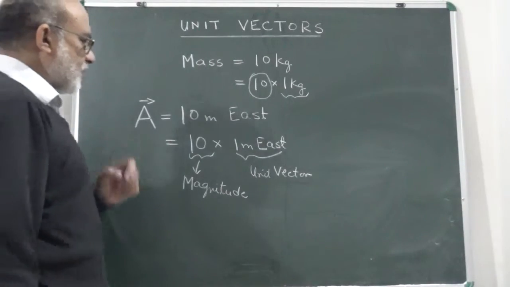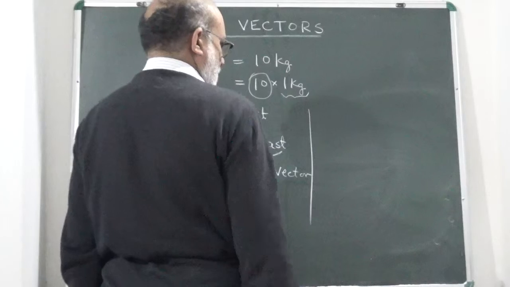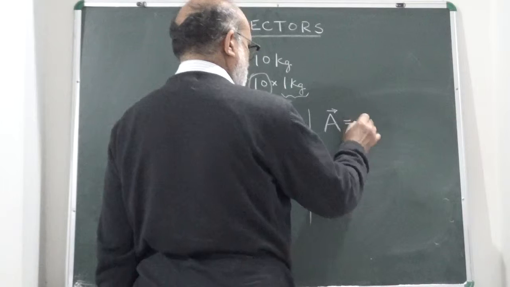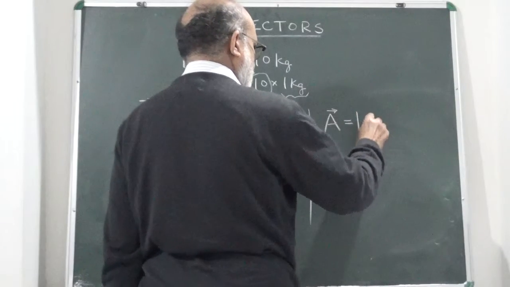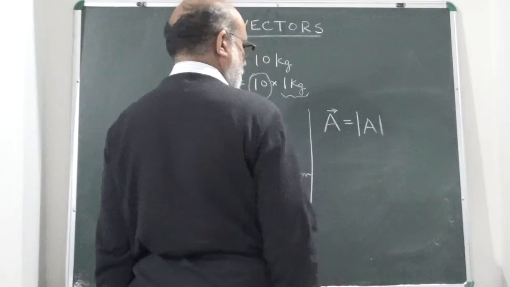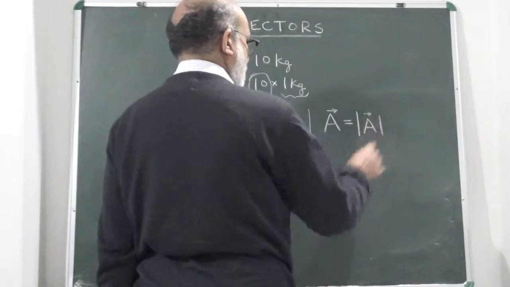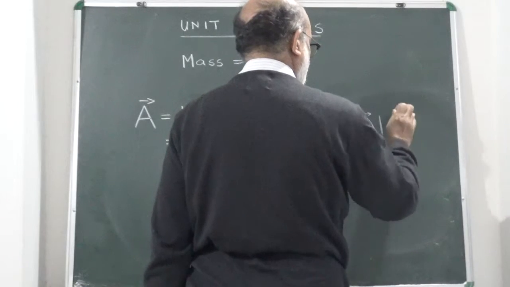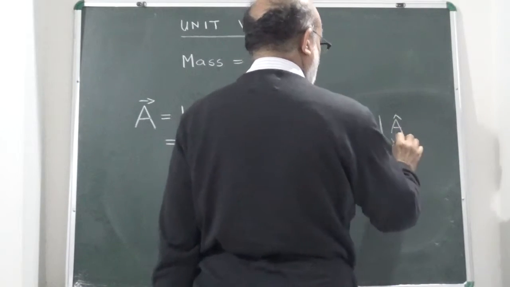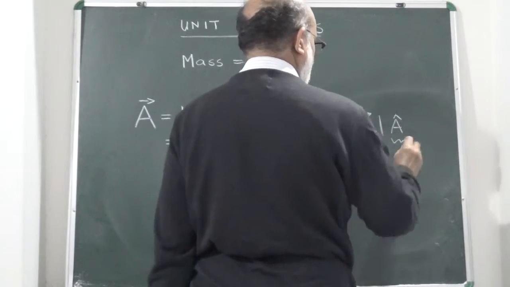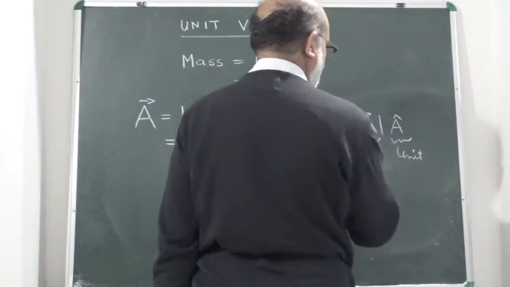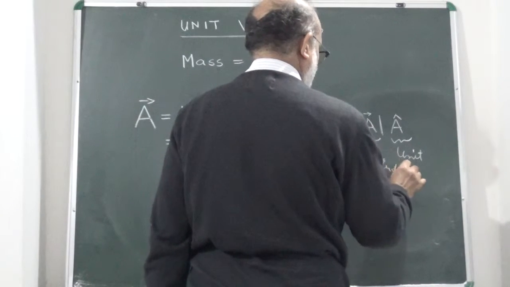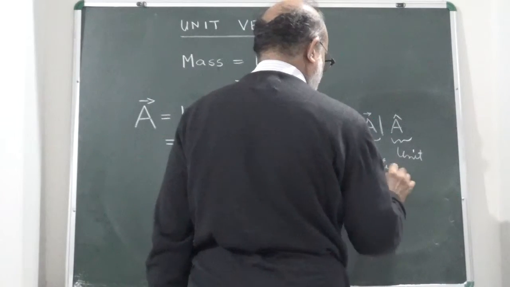Okay, so we write this vector A as its magnitude. The magnitude is written under 2 bars. This is the magnitude of A, and its unit is written as A cap. This is the symbol of unit. So this represents the unit, this represents the magnitude. This is the unit of the vector A and this is the magnitude of the vector A.